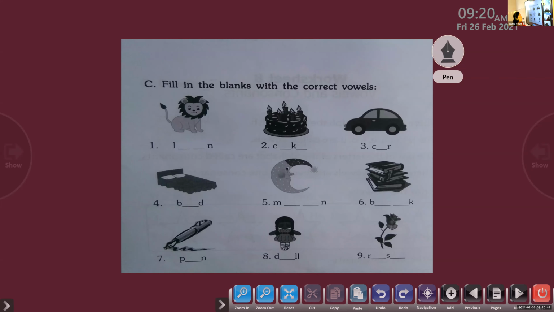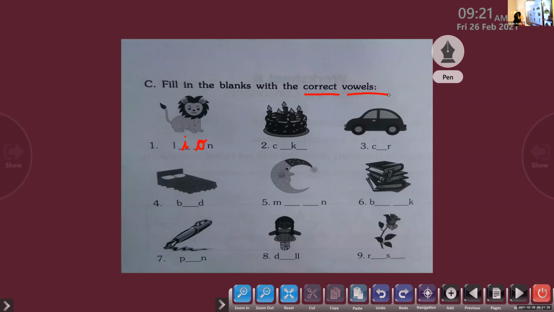Krishna, unmute. Here we need to fill in the blanks with the correct vowels. Let's do this. The first one. Yeah, tell me. L dash dash N. Look at the picture and with the help of that you have to get the correct spelling. I-O-N. Yes. You have to see to it that you use only the vowels here. No consonants must be used here. Only vowels. Correct vowels. Alright. Good effort, Krishna. Thank you.